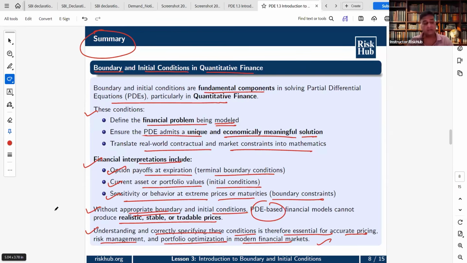So again, the slide is basically summarizing the full logic: boundary and initial or terminal conditions define the financial problem, ensure uniqueness, translate contract terms into mathematics, and produce stable and tradable prices. The clean takeaway here is this: if you're trying to answer what the payoff at maturity is, that answer is the terminal condition. If you're trying to answer what happens if the stock price is zero, that is the boundary condition. If you're trying to answer what happens if the stock price is extremely high, that is again a boundary condition. If you're trying to explain the current market state, that's the initial condition.